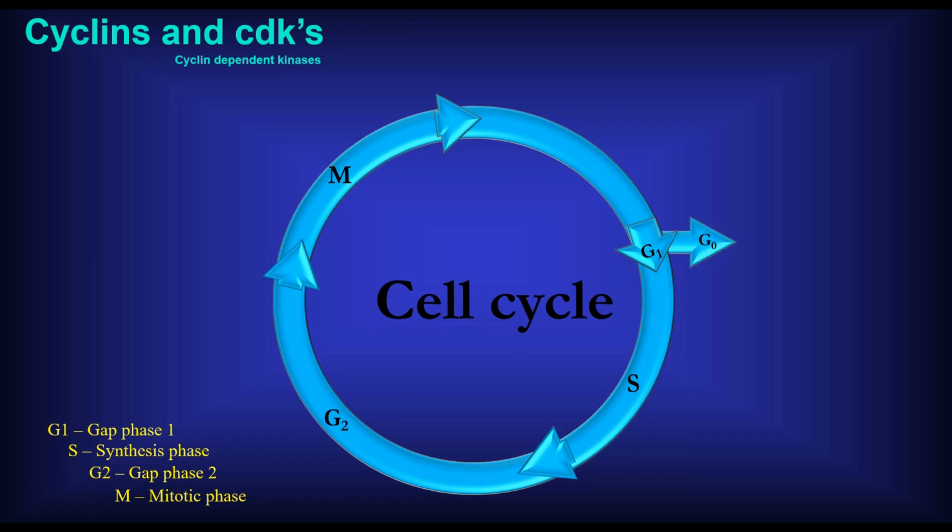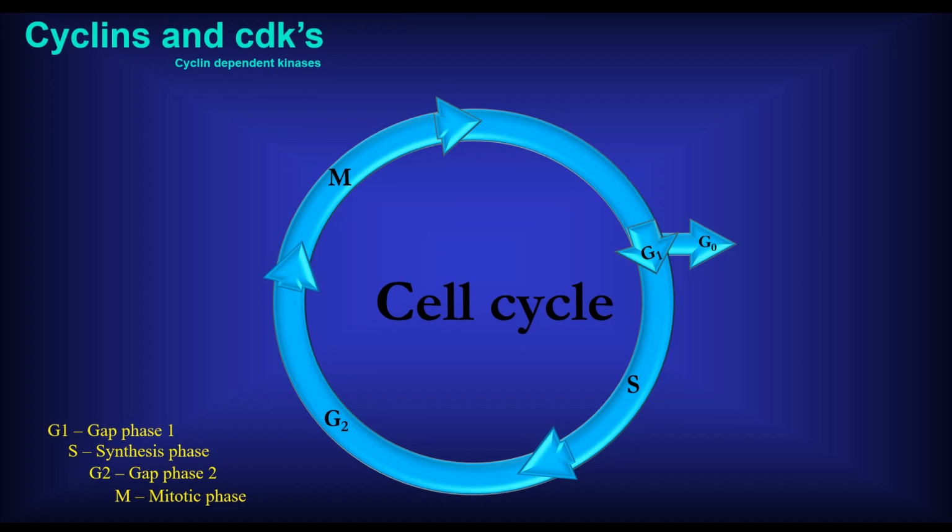If the cell finds that the conditions are not favorable for division, it can go into a resting phase, which is called the G0 phase. Each of these cell cycle phases has its own checkpoints whereby they can check whether the progression of the cell cycle is okay and then go forward. So these are called cell cycle checkpoints.